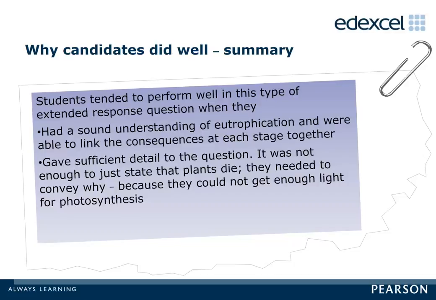In this question, successful candidates had a sound understanding of eutrophication and were able to link the consequences at each stage together. They gave sufficient detail to the question. It was not enough to just state that plants die. They needed to convey why, because they could not get enough light for photosynthesis.